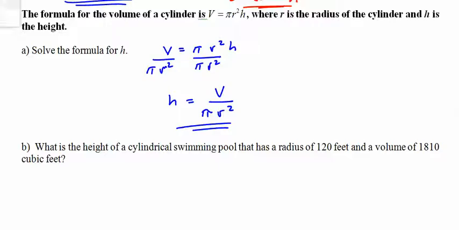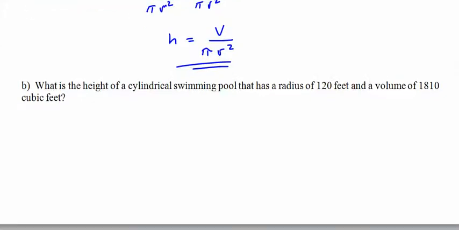Now they say, hey, now that you've got height alone, what's the height of a cylindrical swimming pool, and so on. And I've noticed this before. I believe it's supposed to be 12 feet. 120 feet would be a pretty big radius for a pool.